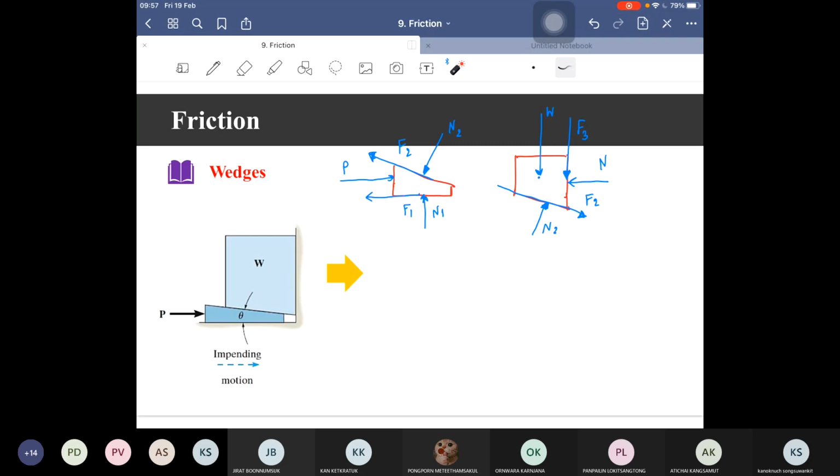Okay, and then we solve the problem by treating the system as an equilibrium system. Sigma Fx equals 0, sigma Fy equals 0, and also the moment about any point equals 0. Okay, where all the frictional forces equal mu N at each point.